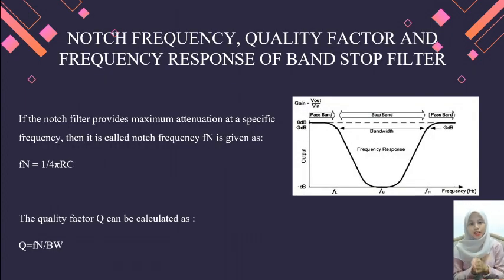Now I will explain the formulas for the band stop filter. The formulas for the high frequency, low frequency, and bandwidth are the same as the band pass filter. So now I just want to show the formulas for the notch frequency and the quality factor Q. Firstly, notch frequency equals 1 over 4 multiplied by pi times RC. Secondly is the quality factor Q. Q equals notch frequency divided by bandwidth.